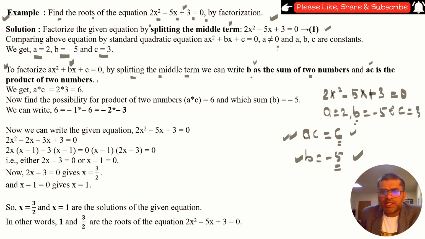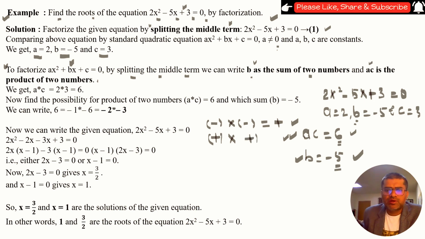These two numbers must be either both negative or both positive, because the product is positive 6. Two conditions arise: either both numbers are negative or both are positive. In both cases, the product is positive.